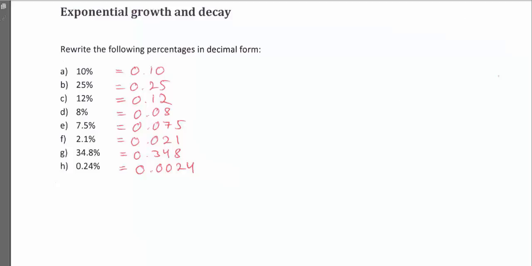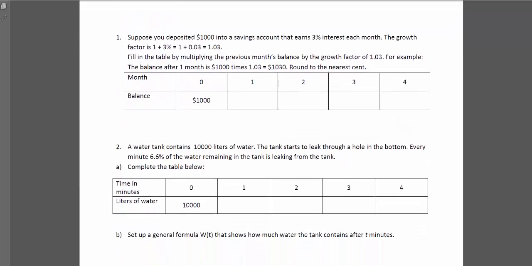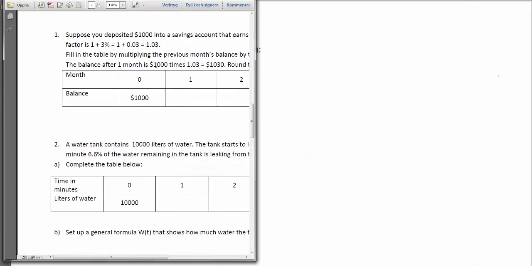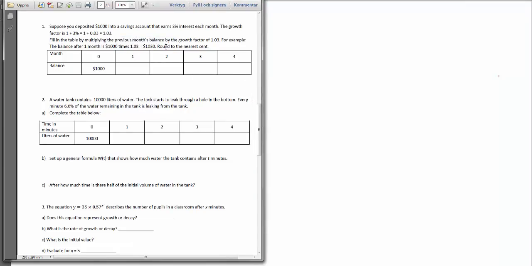And then let's go back to our exercise. Let's do a couple of these and explain these. So basically, in this example, you put in $1,000 and then you get 3% interest every month. So we just add 3% of this amount to 1,000. That should be the result here after 1 month.